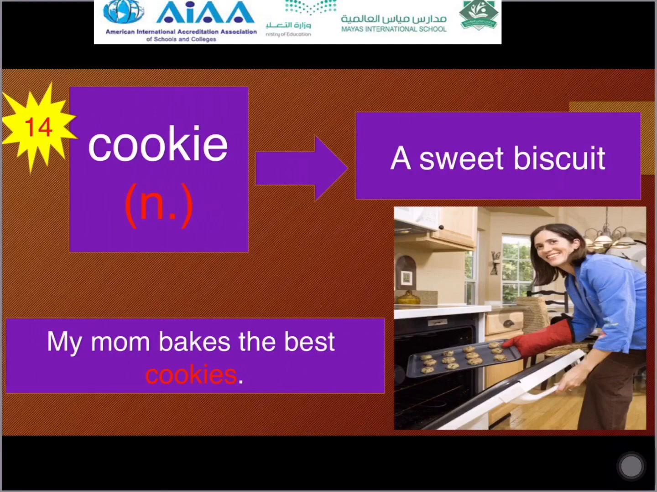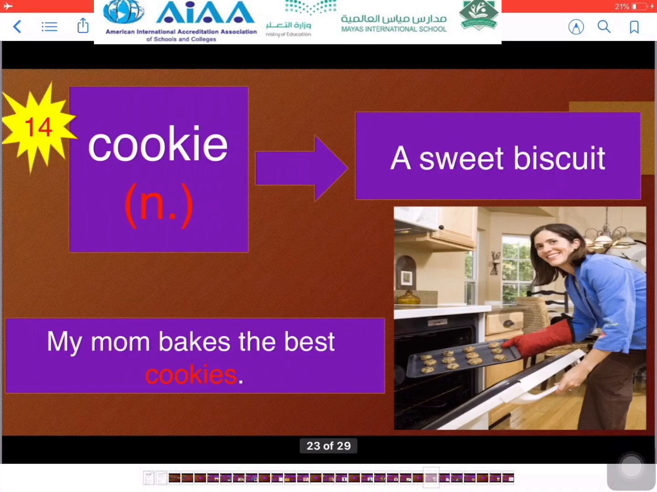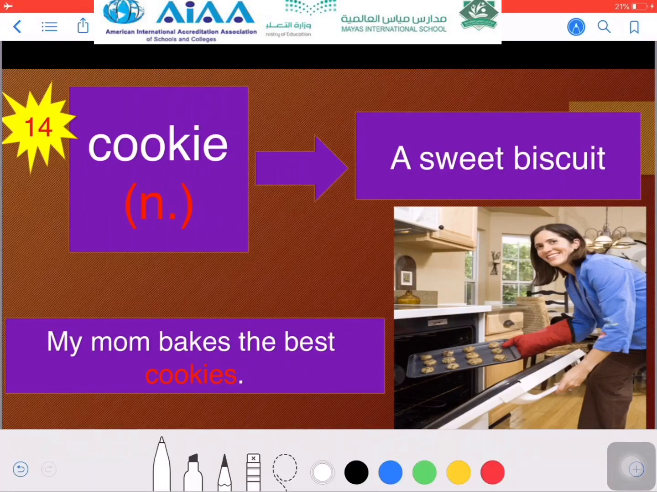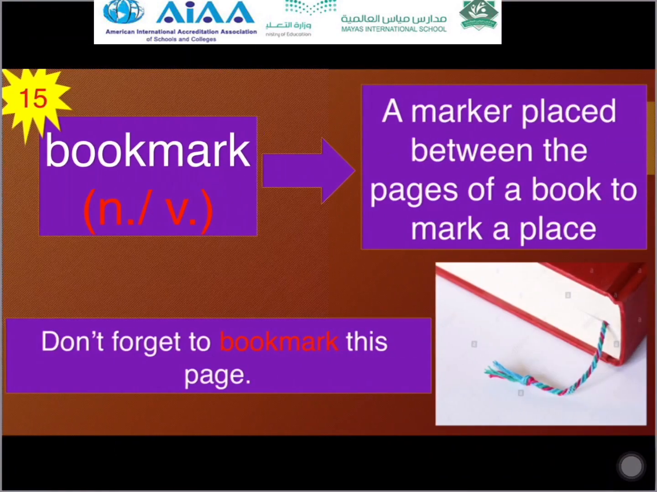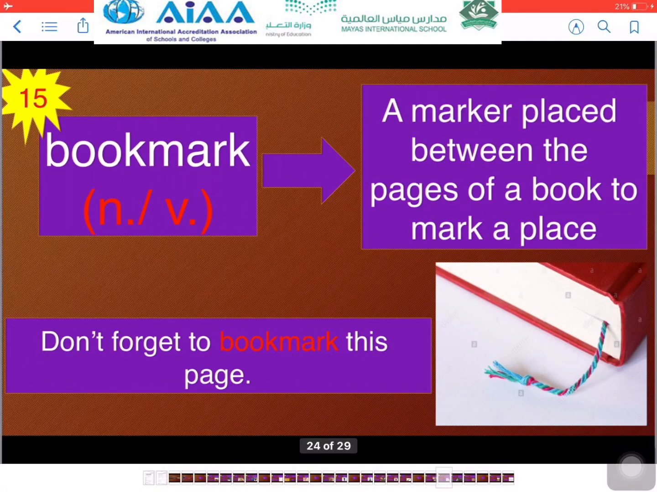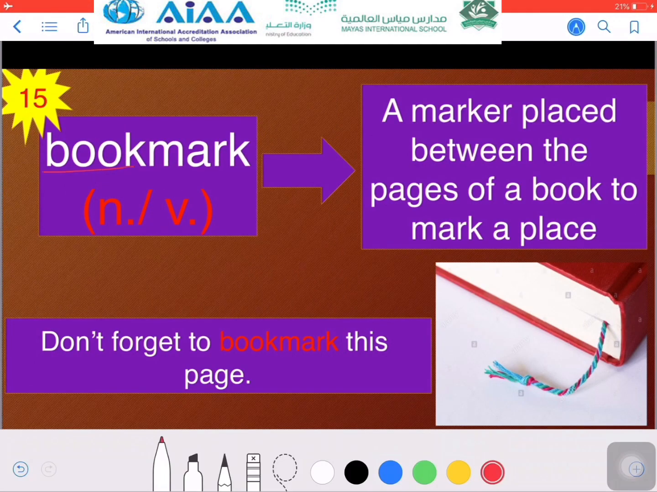Cookie. Also the word cook, the word itself, if you cut the word like this. Cookie. Here we have bookmark. What is a bookmark?